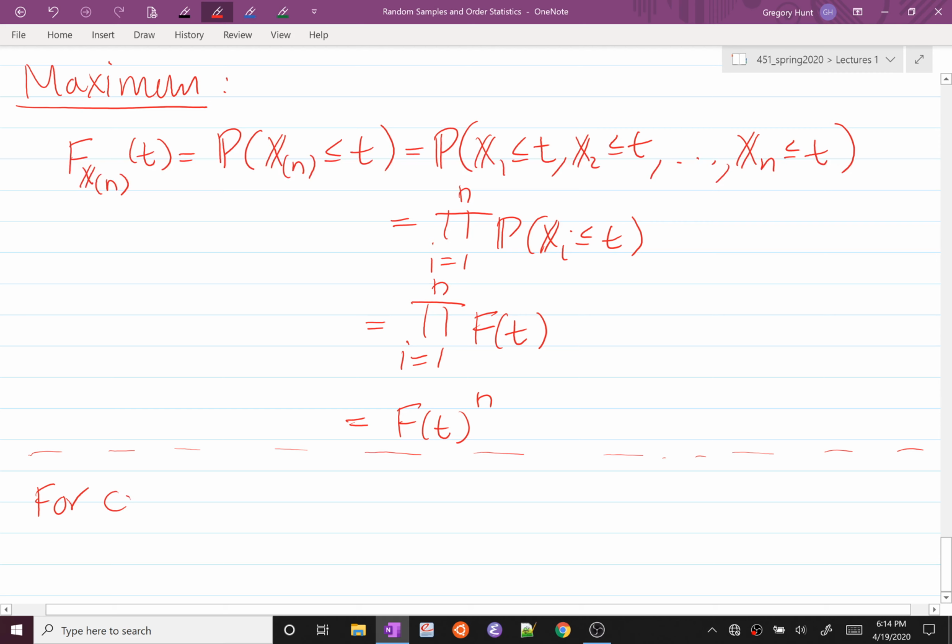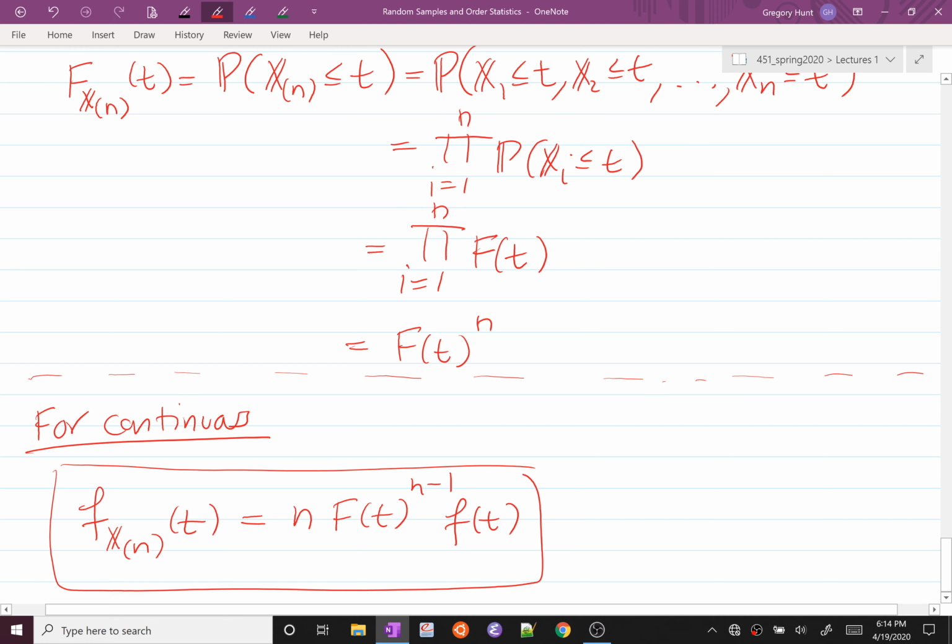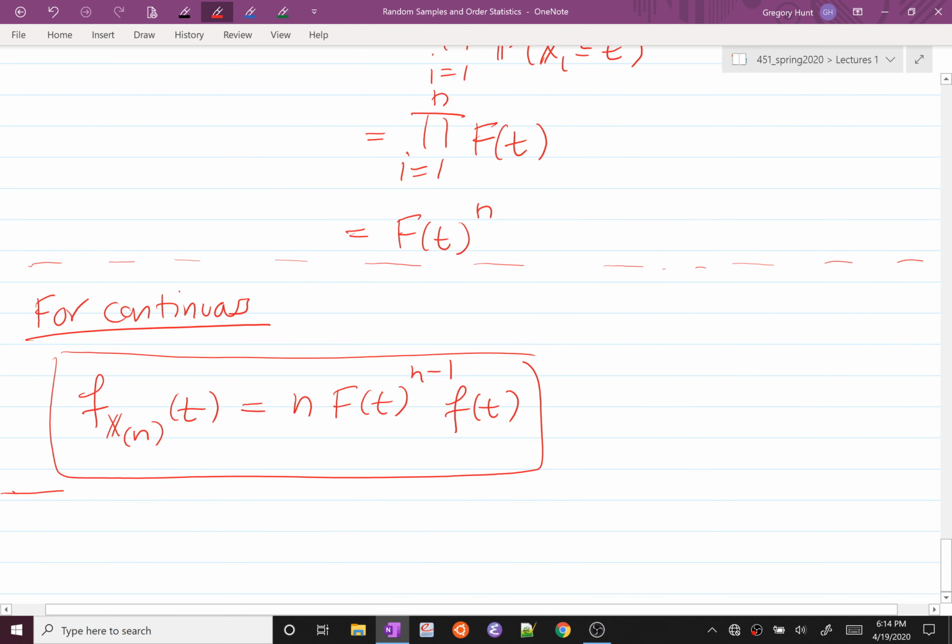And for continuous random variables, if I want the density function, the PDF of my maximum, all I have to do is differentiate this thing with respect to t, and what I get is n times F of t to the n minus 1 times the little f of t. And that just comes from the chain rule for differentiation. So that similar process can give us a distribution of the maximum. So why don't we look at an example here? We can apply these formulas.